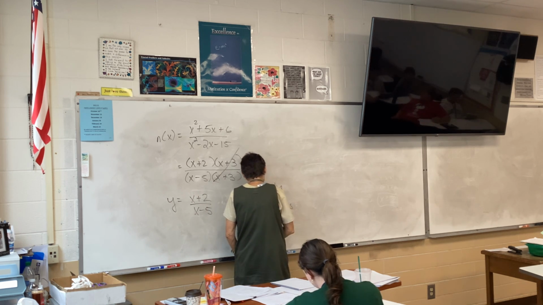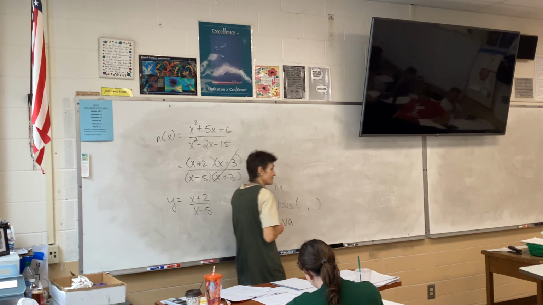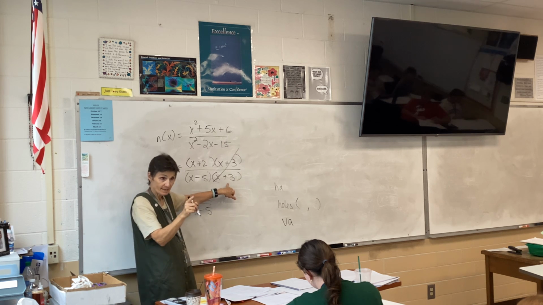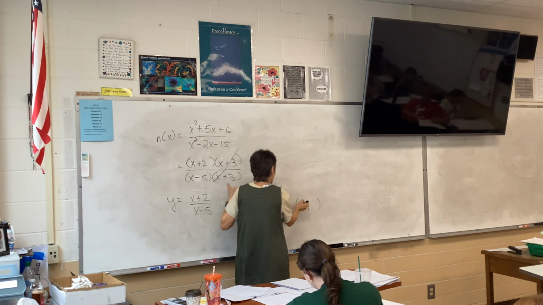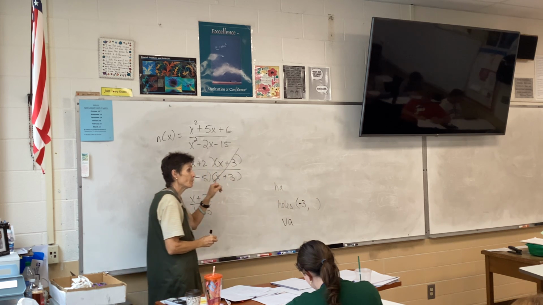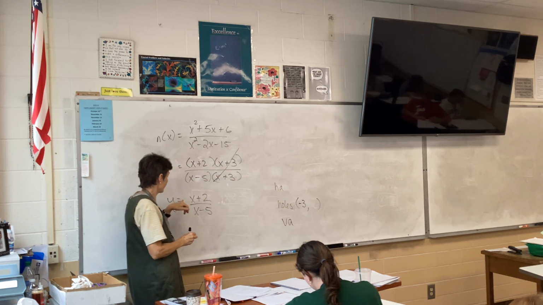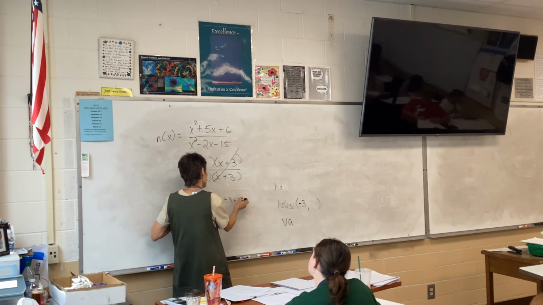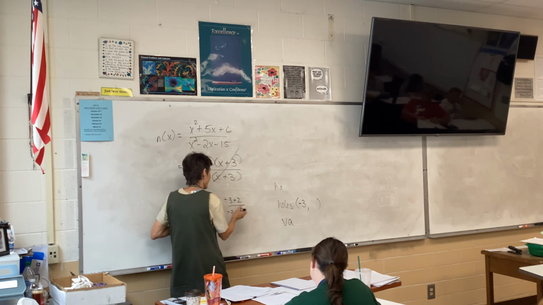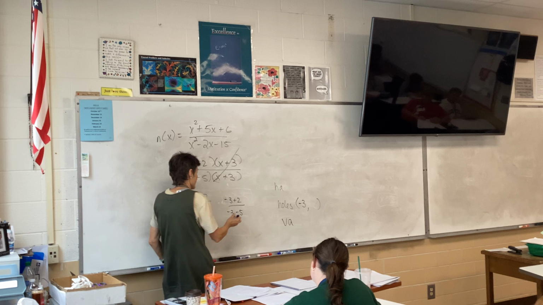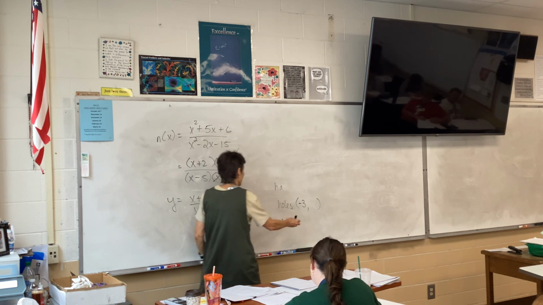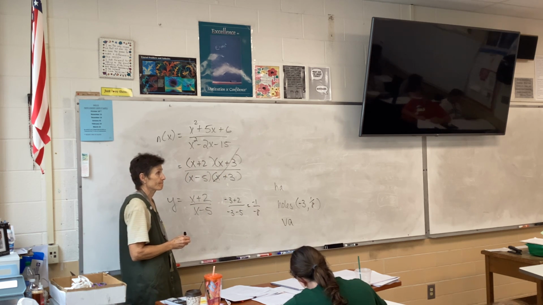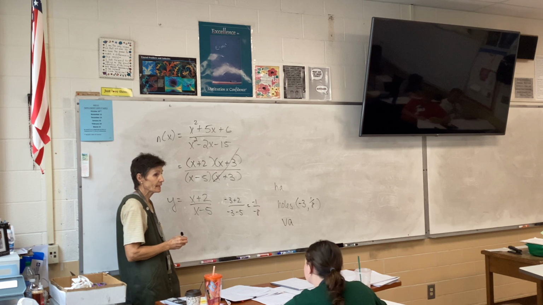Now, let's get that position correct. Where is that hole going to be? -3. Where x is -3. Now, what's the y? You gotta plug in here, right? So -3 plus 2, -3 minus 5. So that's -1 over -8. I hear somebody said 1/8. That's it.